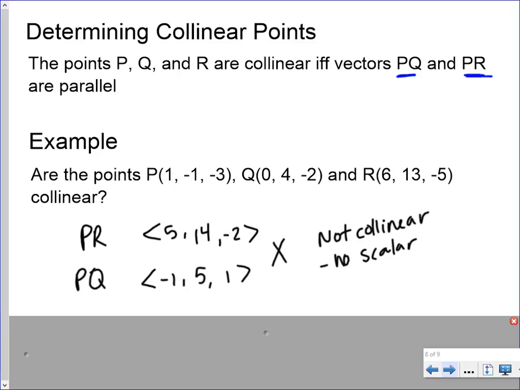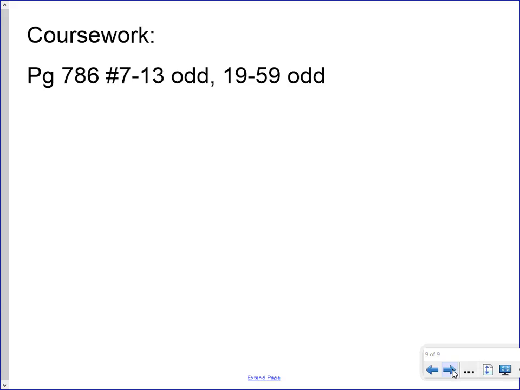You'll have a homework assignment tonight. It is 7 through 13 odds and 19 through 59 odds. Of course, initially that seems like a lot, but you're only doing the odd problems, and they're vectors, so some of it is going to go by very quickly.